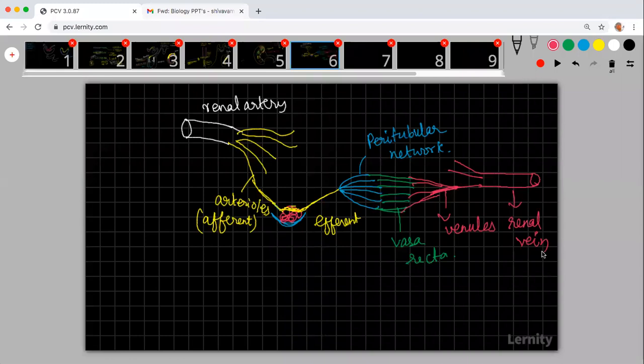Are we able to understand? So the renal artery will get inside and branch into arterioles. These arterioles get connected with the glomerulus. Then it comes in and goes out as an efferent arteriole, and then it branches further. The peritubular network and vasa recta are the capillaries.